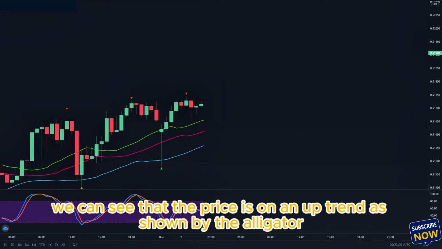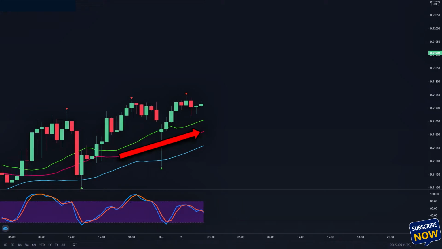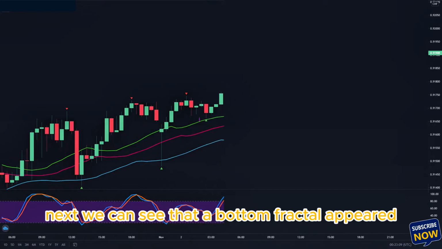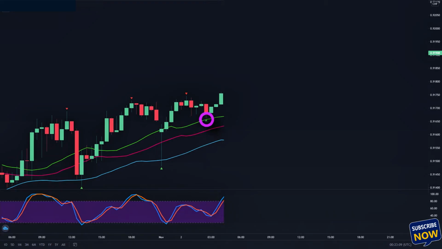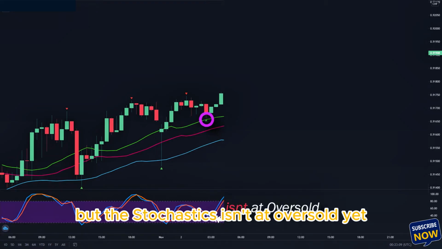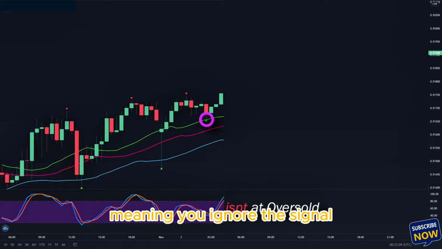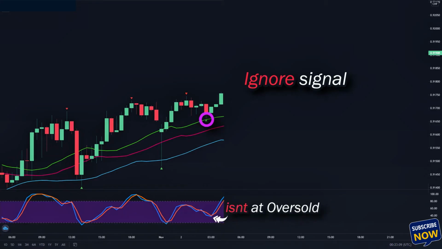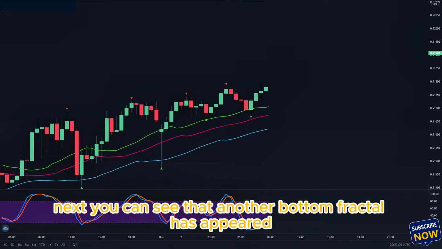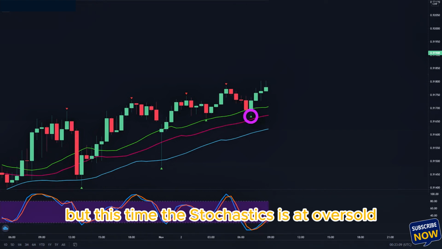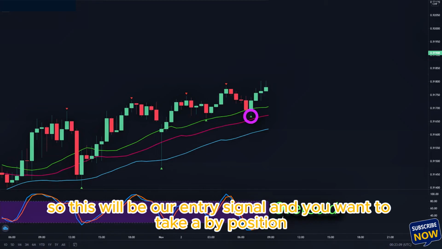In this chart, we can see that the price is on an uptrend as shown by the alligator. Next, we can see that a bottom fractal appeared, but the stochastics isn't at oversold yet, meaning you ignore this signal. Next, you can see that another bottom fractal has appeared, but this time, the stochastics is at oversold. So this will be our entry signal and you want to take a buy position.